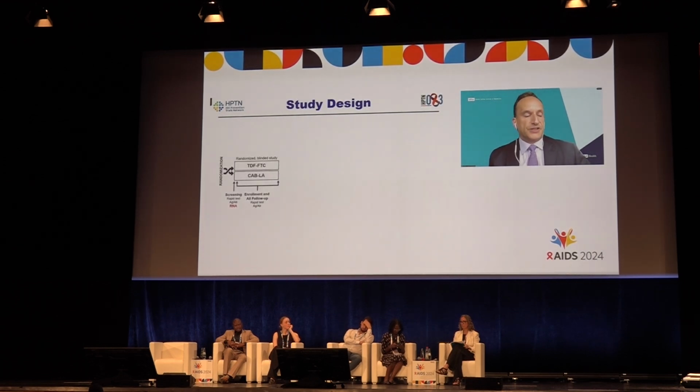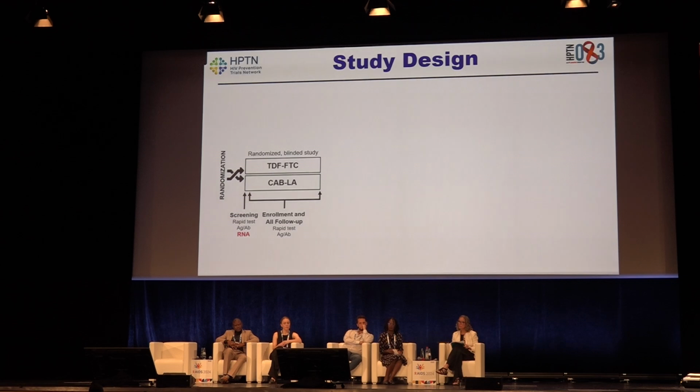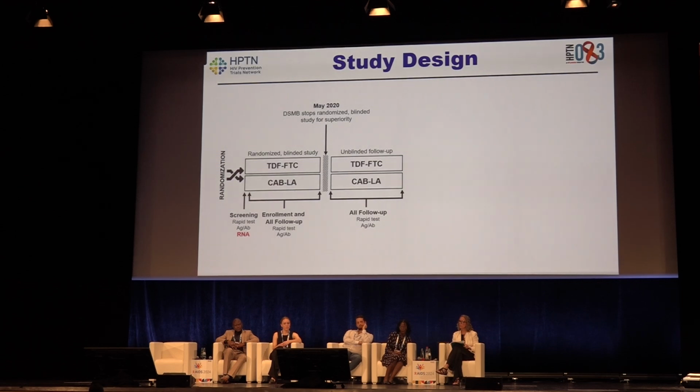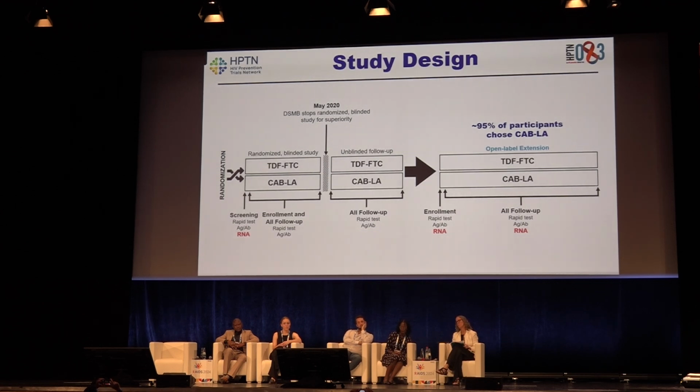The randomized blinded phase of the study required negative RNA within 14 days of study entry, as well as negative rapid tests and antigen antibody tests prior to, at, and subsequent to entry at all visits. Once the study was unblinded for superiority, we continued with the same testing algorithm during a one-year period awaiting open label extension implementation. The open label extension, in which 95% of participants still on study chose to receive open label CAB-LA for ongoing PrEP, augmented the previous site-based testing algorithm with RNA testing with a lower limit of quantification of 50 copies per milliliter or lower, which was performed at all study visits.